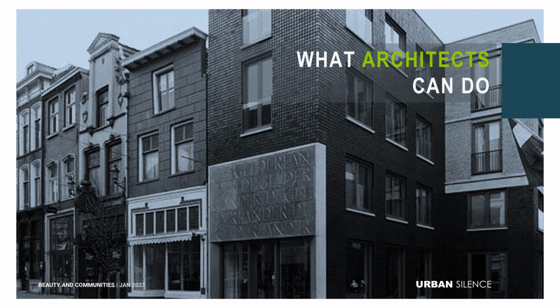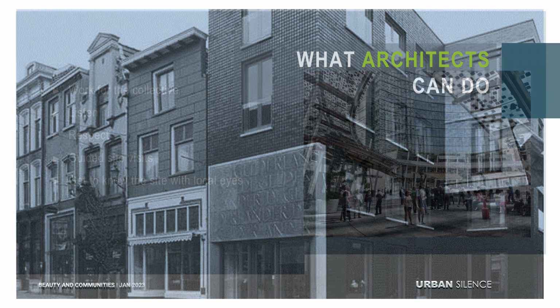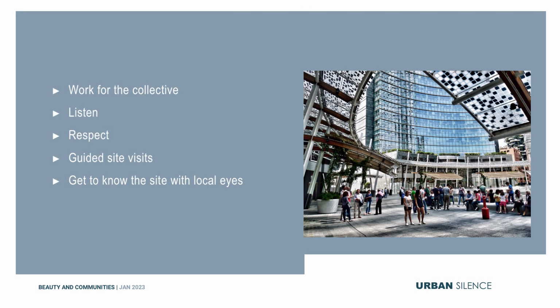And what can architects do? Plenty. Work for the collective. Recognize that beauty is a collective heritage that we are collectively creating. And listen to what people say. Respect their perspective. Accept to go on a guided site visit at Gilston when the community offered to take people around and show them how the place was beautiful. The architects sent their junior designers. None of the senior people went. Get to know the site, localize, and understand the local perspective.